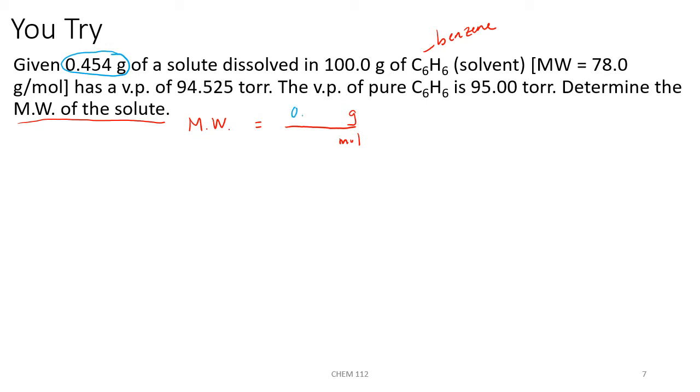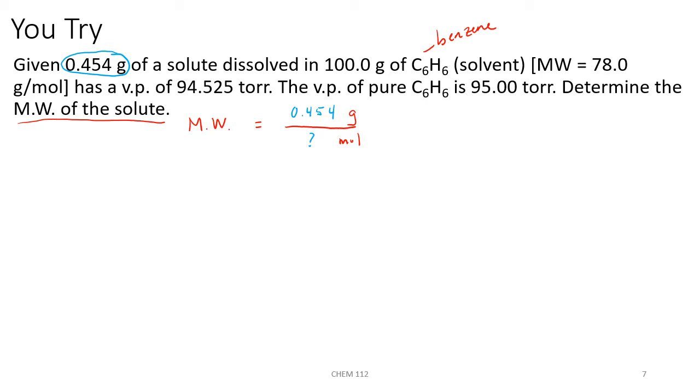So we can plug that into the numerator already. We know the mass part. What we don't know is the number of moles of solute. So we're going to have to use the information we're given to calculate that unknown number of moles if we're going to calculate the molecular weight.